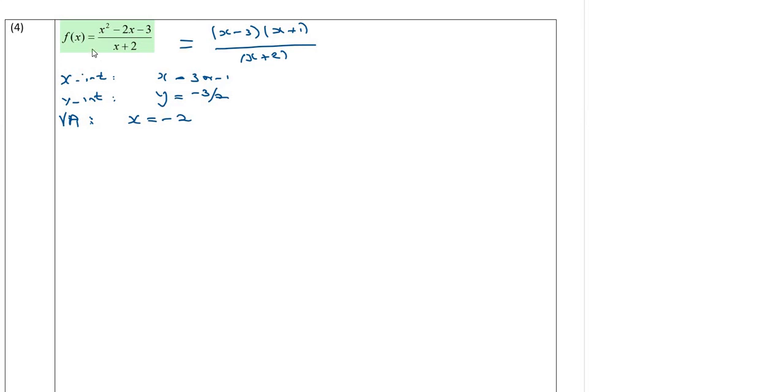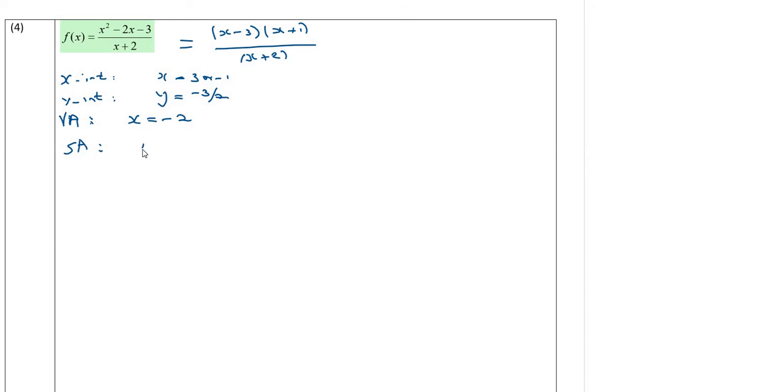And now I must decide. I see this is top heavy, so there's no horizontal asymptote. There's going to be a slant asymptote. And now I can decide which method I'm going to use to find this slant asymptote. I'm going to use the alternative one. The other one is just long division.